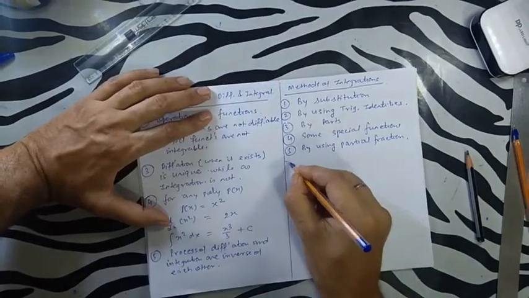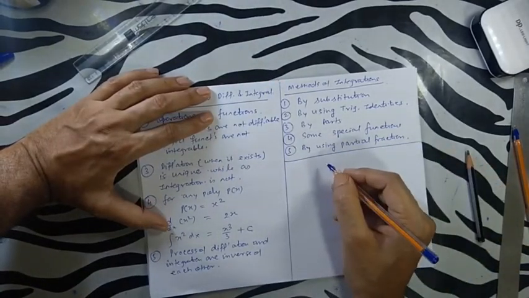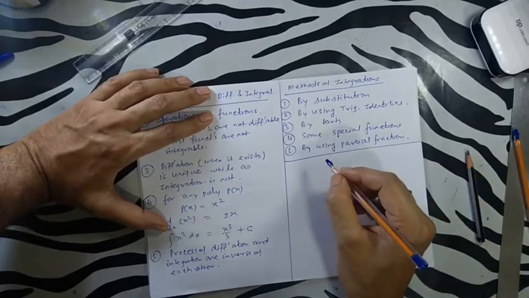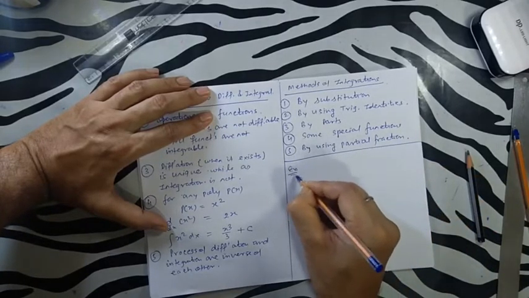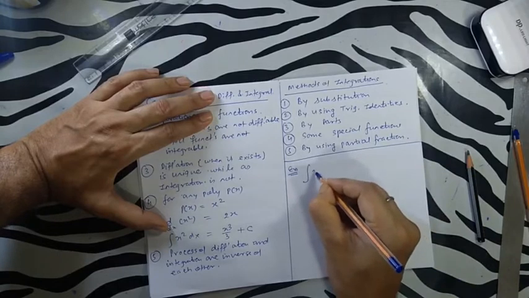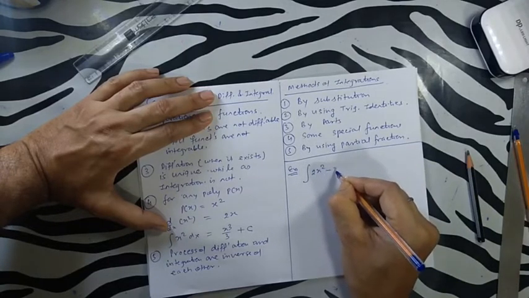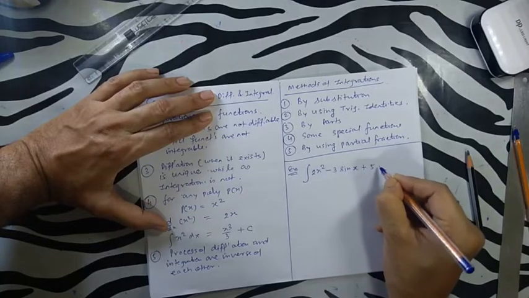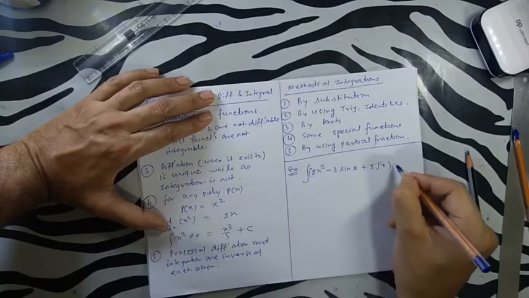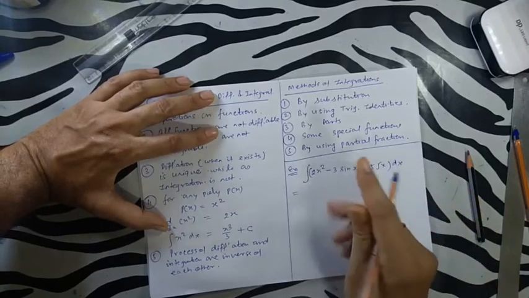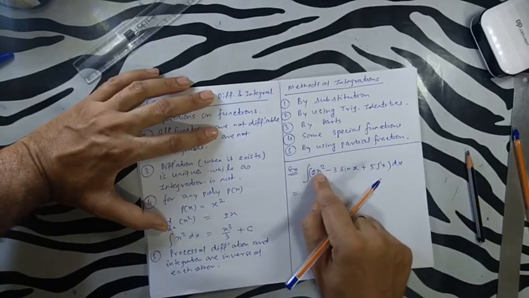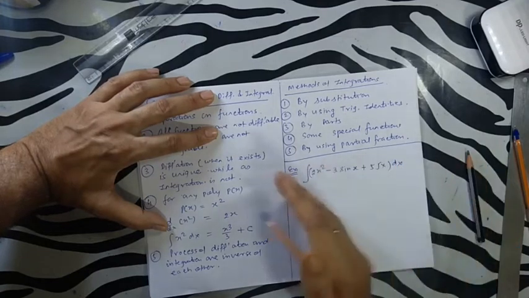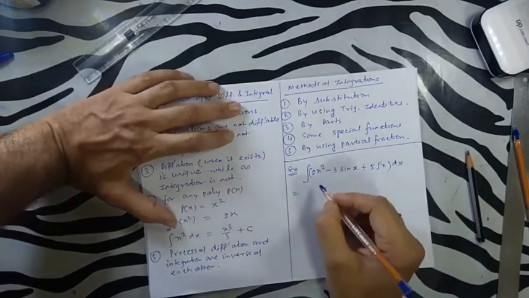Now let us consider a simple question to understand the concept of integration. Take an example: integrate 2x square minus 3 sin x plus 5 root x dx. Now here we have three different functions. One is x square, other is sin x, next one is under root x. So we separate them.